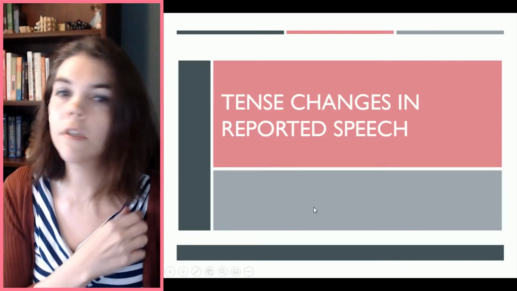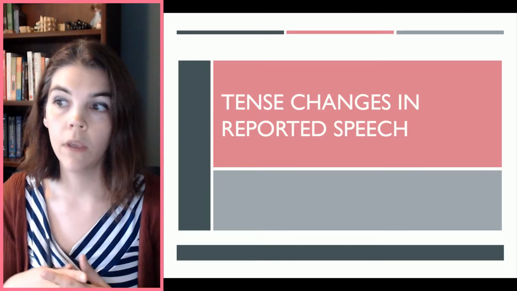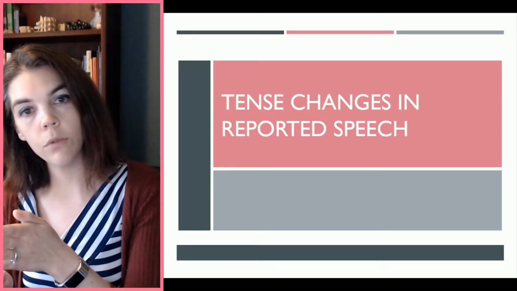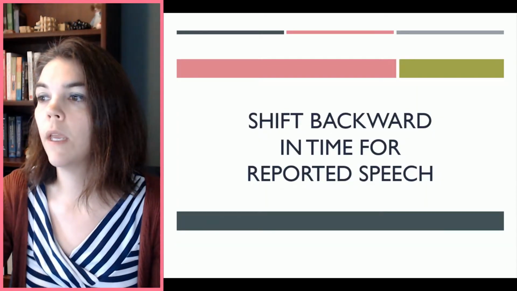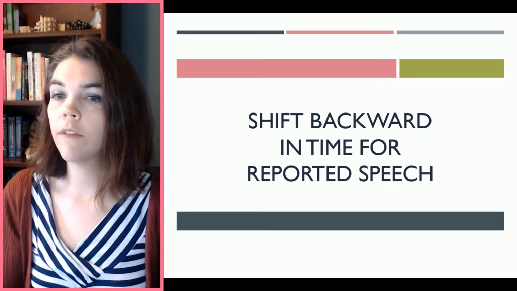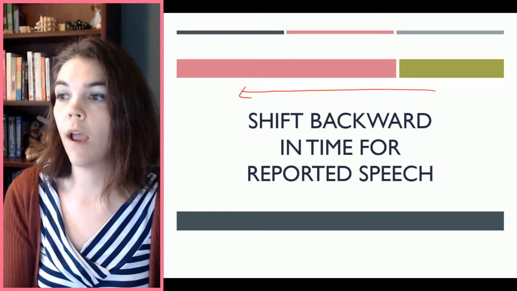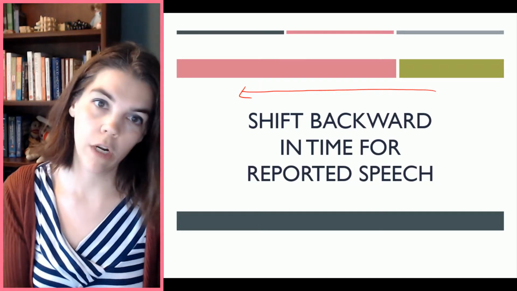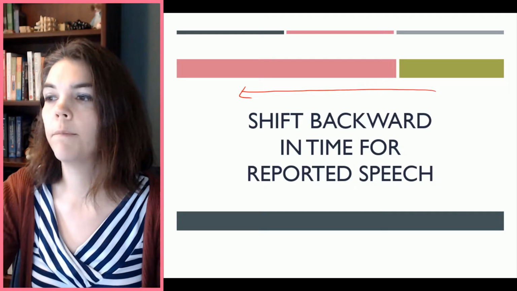All right, so let's talk now about how we change our verb tense in reported speech. When we move from direct speech to reported speech, sometimes there are changes that we have to make. In general, the rule is that we are going to shift backward in time when we go to reported speech. So if we start in present, we're going to move to past. There are some exceptions, so let's talk about that.